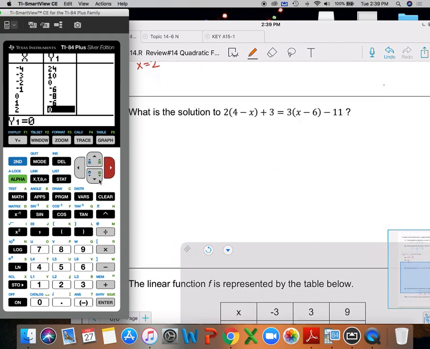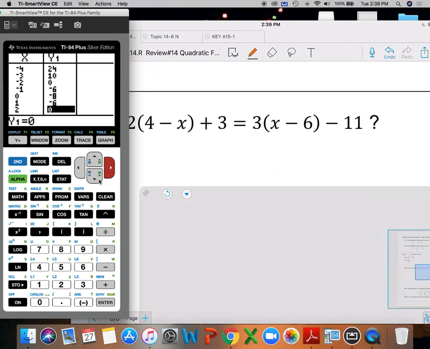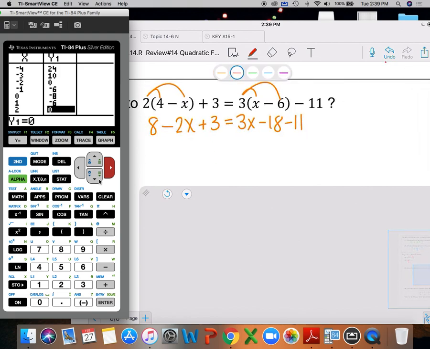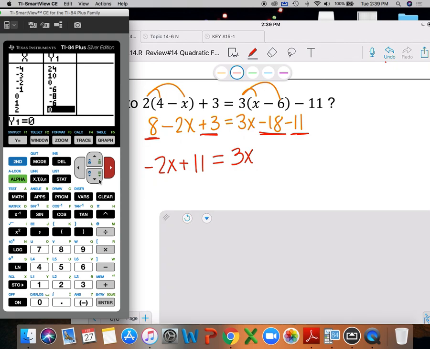35 asks me for the solution to this, so I need to distribute to get rid of my parentheses. 2 times 4 is 8. 2 times negative x is negative 2x. 3 times x is 3x. 3 times negative 6 is negative 18. From here, I combine like terms. So on the left side, negative 2x stays. 8 plus 3 is 11. On the right side, 3x stays. Negative 18 minus 11 is negative 29.